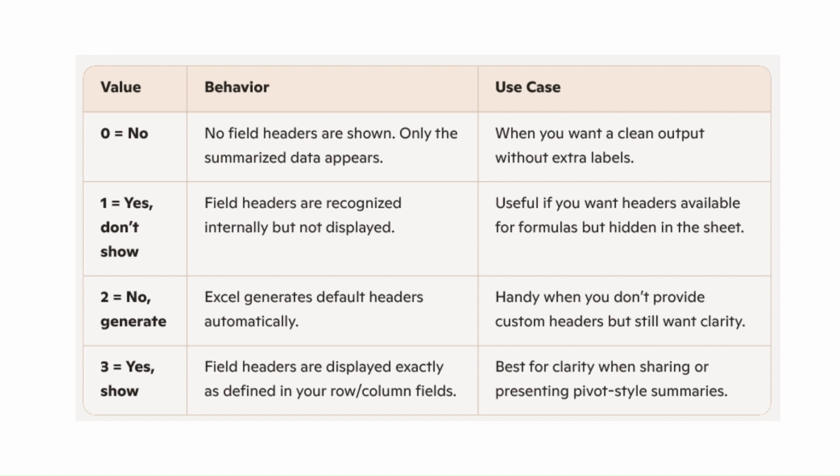2 equals no, generate. Excel generates default headers automatically. Handy when you don't provide custom headers, but still want clarity. 3 equals yes, show. Field headers are displayed exactly as defined in your row and column fields. Best for clarity when sharing or presenting pivot-style summaries. We shall now input various options and see the results.